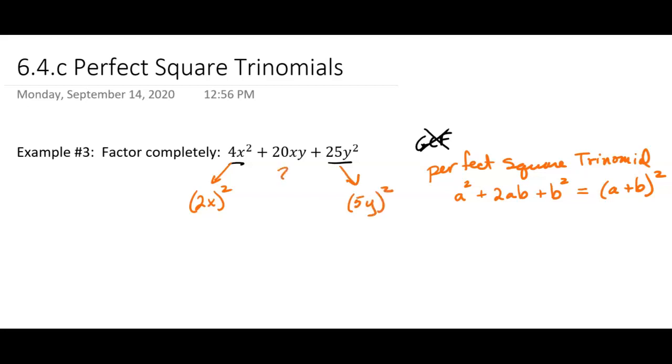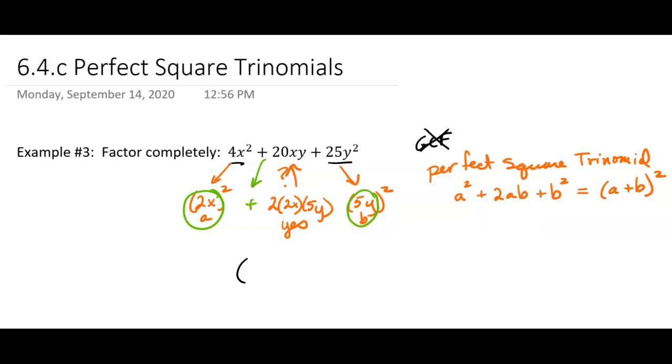So the question comes in, if I have 2, so that's in the formula, times, this would be my A, 2x, times, this would be my B, 5y, is that the 20xy? And 2 times 2 is 4, 4 times 5 is 20, and I have an x and I have a y, so yes, this is a perfect square trinomial. Then it's going to factor into whatever A is and whatever B is, and it's going to be addition. It's addition here, so we know that.